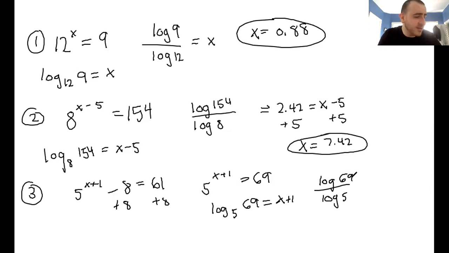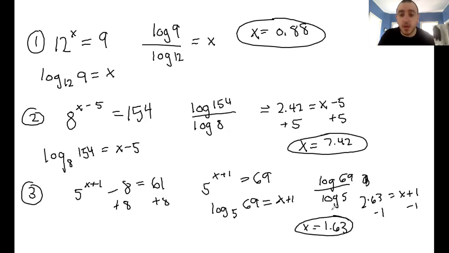I've done all of these in advance, so feel free to pause and do this on your own time. So we got 2.63 equals x plus 1, right? Then just minus 1 on both sides, and your answer should be x equals 1.63. All right, so again, take a moment to write these notes if you missed any, and we're going to move on to the next topic. So pause here, and we're going to move on.